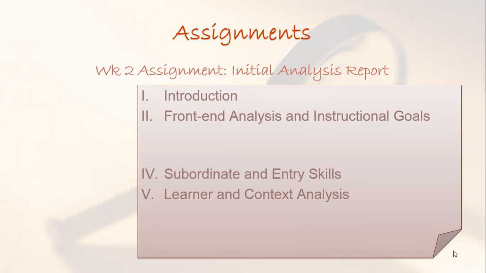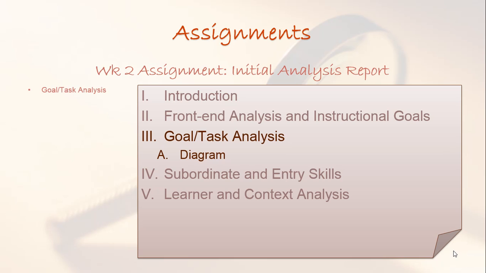The next piece of your paper is going to be a goal or task analysis. And this section will basically consist of a diagram. Now, if you remember, the diagram is going to be slightly different depending on whether you're focusing on intellectual or psychomotor skills, verbal information goals, or attitude goals. And so for the intellectual or psychomotor skills, your diagram will basically consist of the steps to perform the goal.